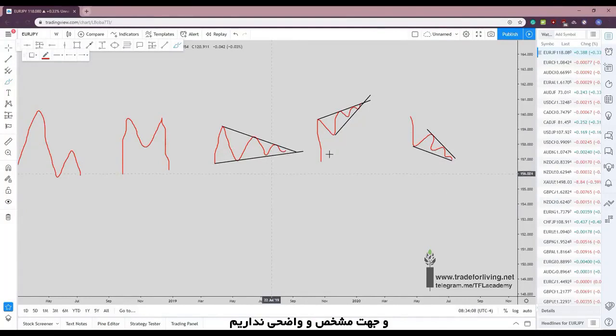We don't have a clear direction. Now if it is consolidating to the high, then what you are expecting is the market to break to the lows. If the market is basically making this correction to the high, what you're expecting is the market to impulse to the downside, so to break this trend line to the downside.